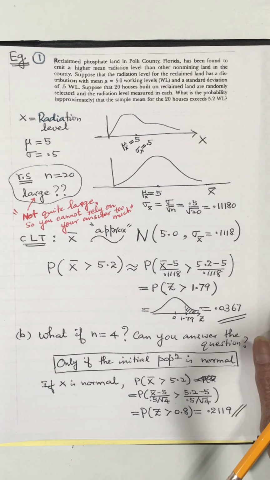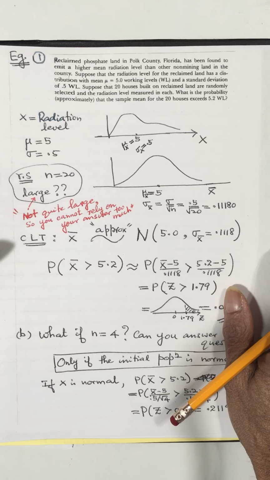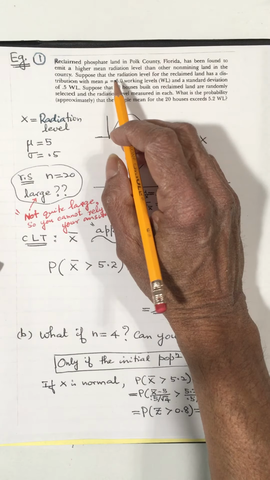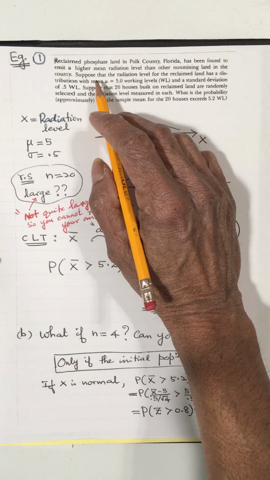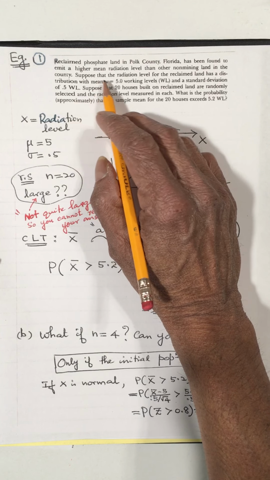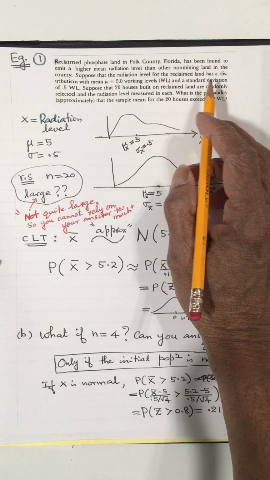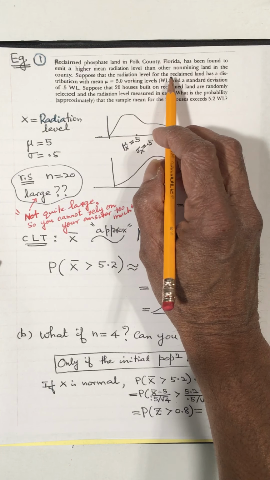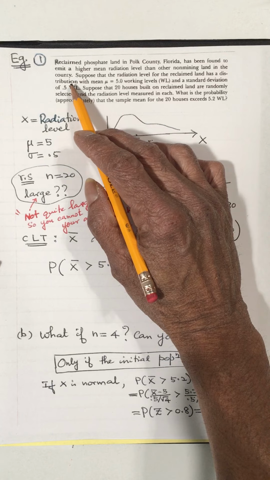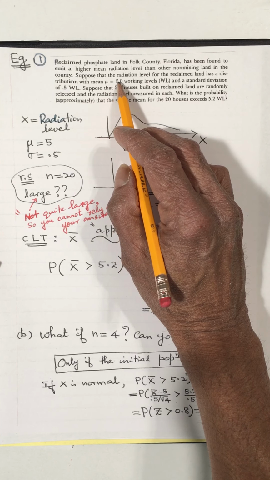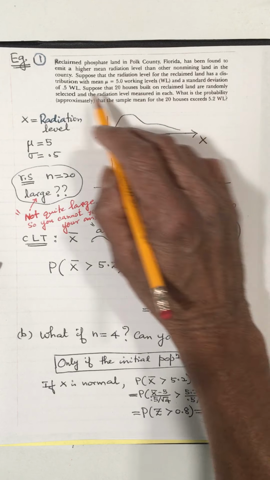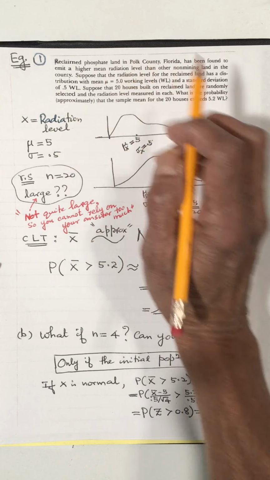Let us look at a couple of examples for the central limit theorem. In this example, they are looking at the radiation level on reclaimed land. Suppose that the radiation level for the reclaimed land has a distribution with a mean mu of 5.0 working levels and a standard deviation of 0.5 working levels.